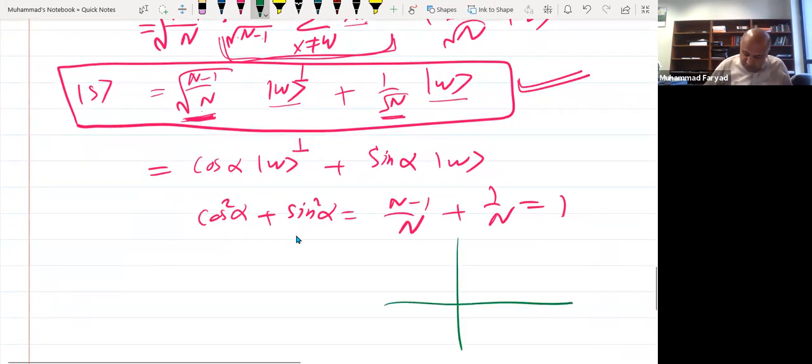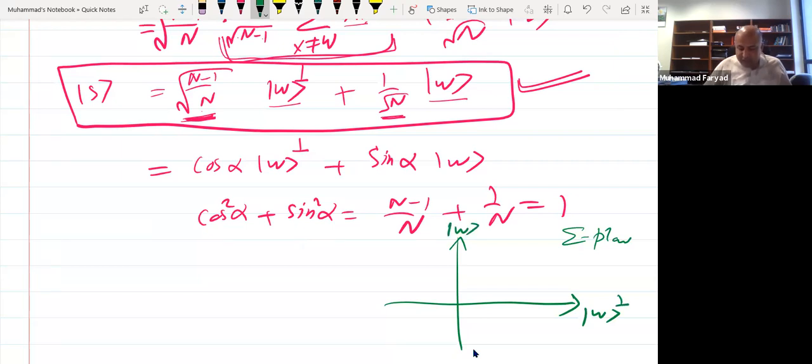So if I have some sigma plane, which has the W perpendicular on this side and W as this vertical axis, I can then draw this vector S like this. My vector S makes an angle alpha with the W perpendicular axis, because this is cos alpha and this is sine alpha, and the vector S has a component along this one. So this is this angle and this much component along this one.